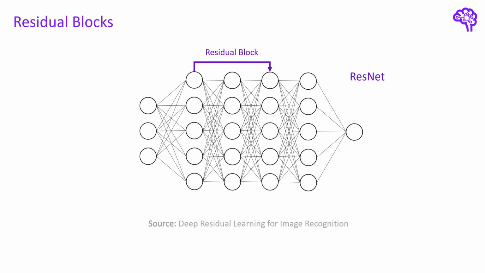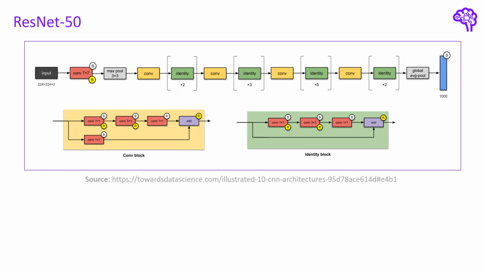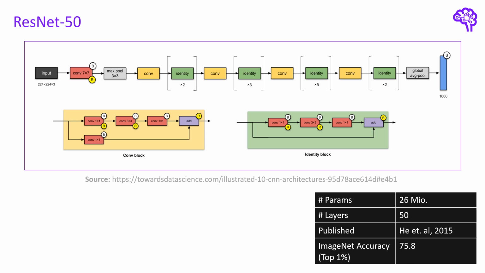The basic idea of these skip connections is used and extended in many popular CNN architectures. One prominent example is ResNet 50, which has 50 layers and 26 million parameters. With 75.8%, it performs significantly better on the ImageNet dataset compared to Alexnet. You can see how the shortcut connections are added in the identity block.